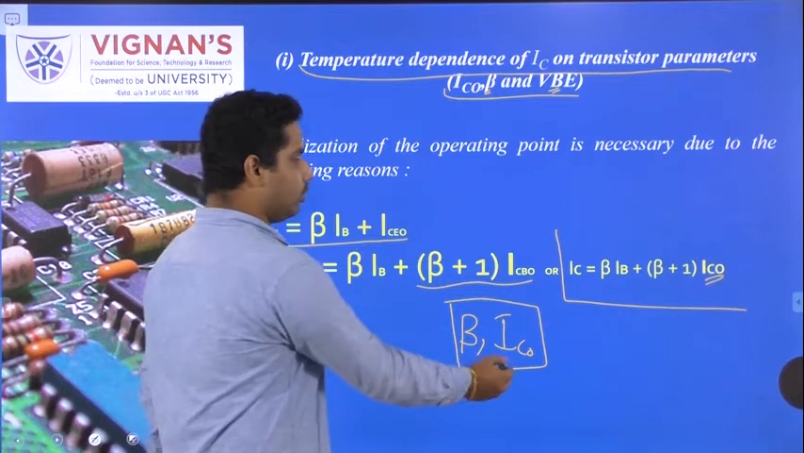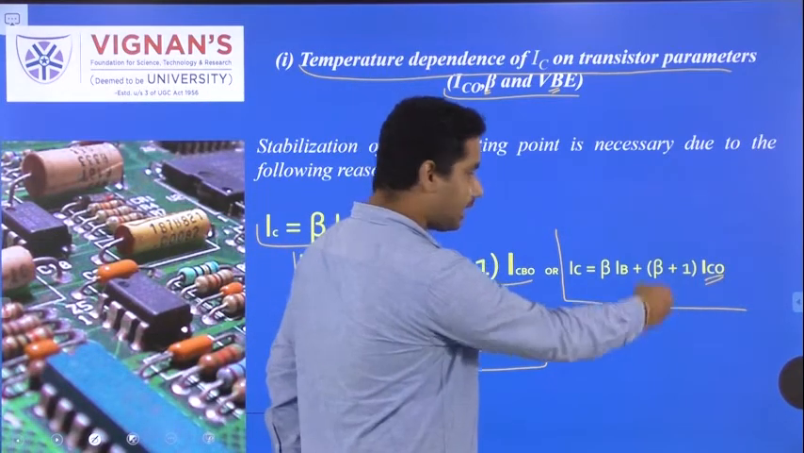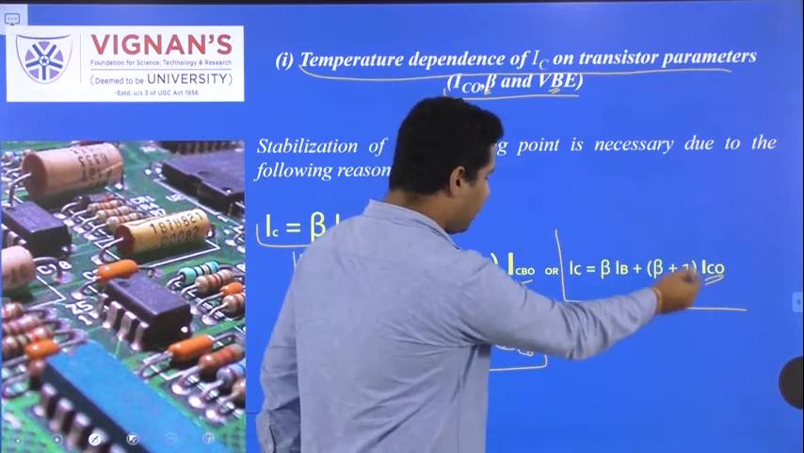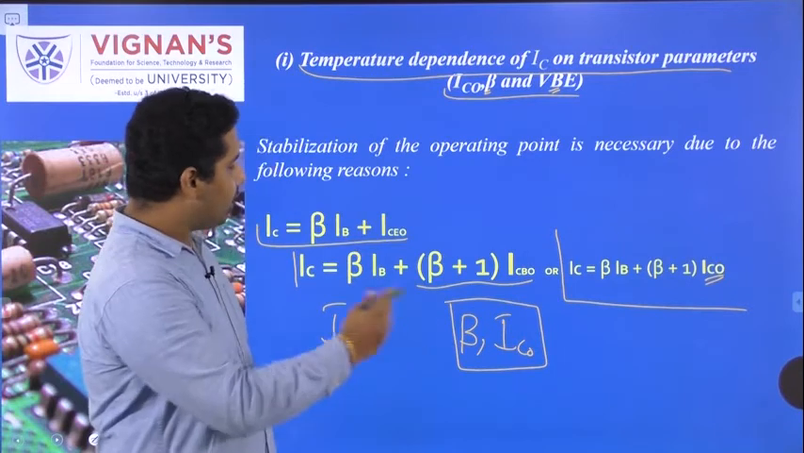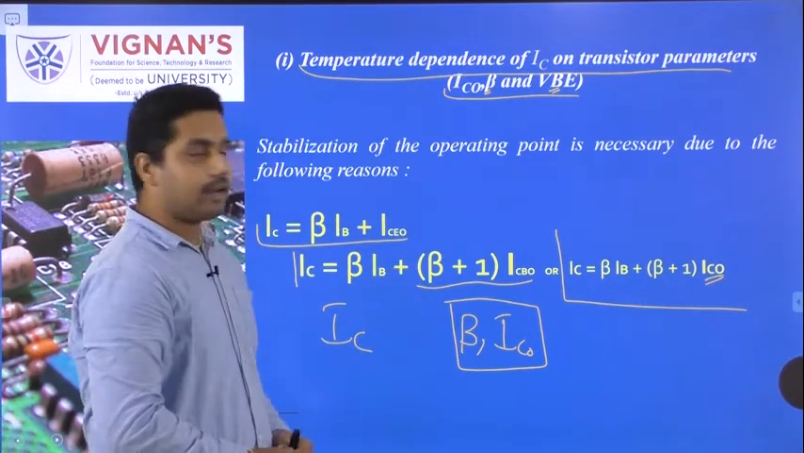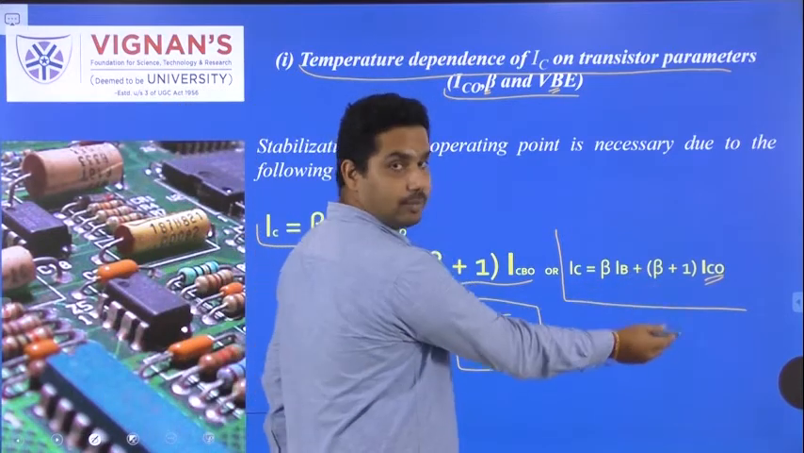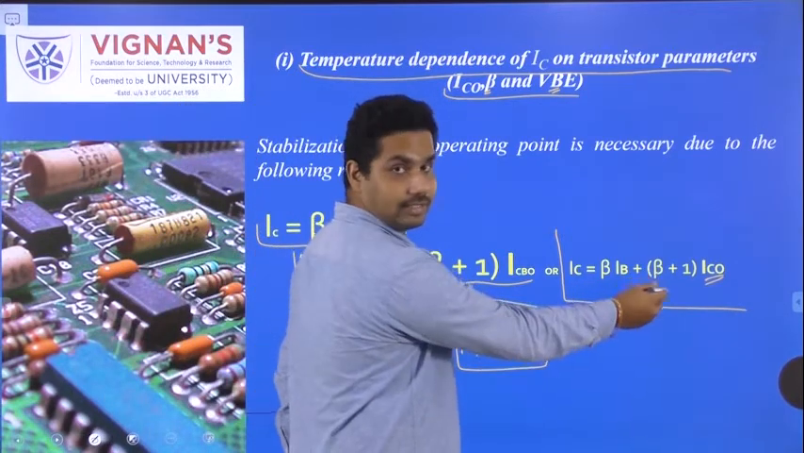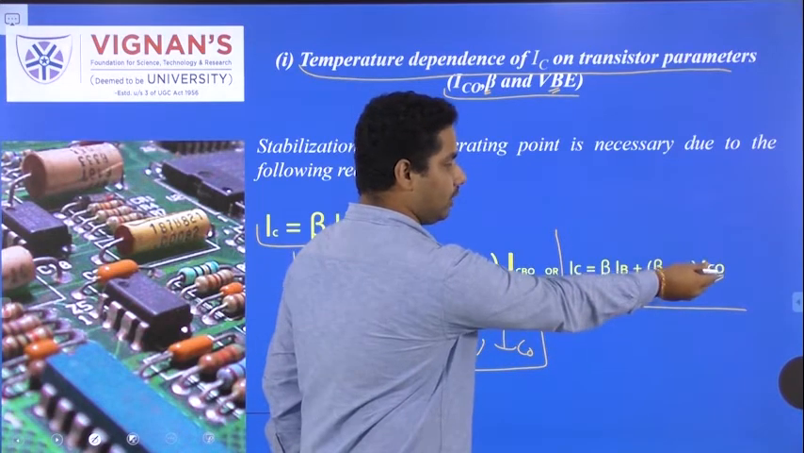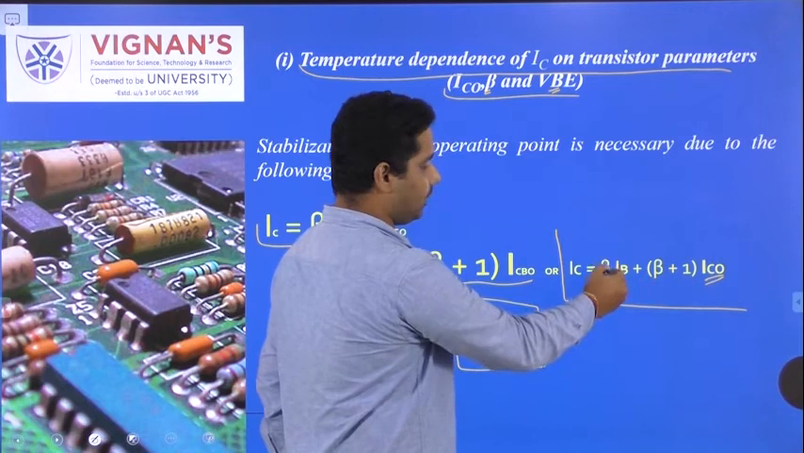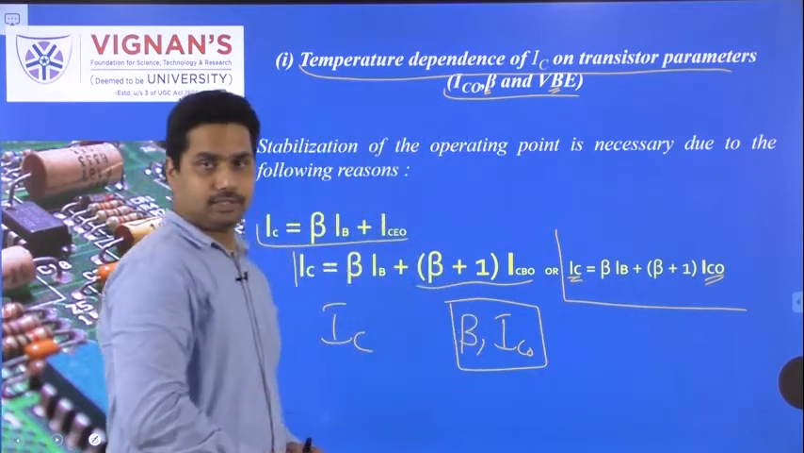If the leakage current is more, this IC naught is multiplied by beta plus 1 times. It is again getting a bigger value. And because of that, your IC current will increase. Okay, so this is one way the IC current value is changing. And again, beta also has temperature dependence. Because of temperature, beta also will change. If beta is changing, what will happen? Here beta plus 1 times IC naught is there, and here beta times IB is there. Because of that, again your collector current will change.